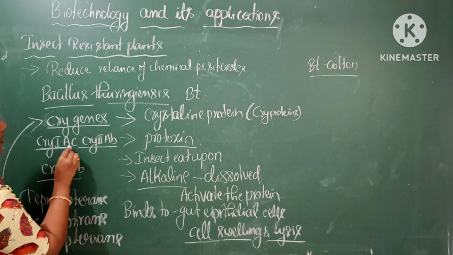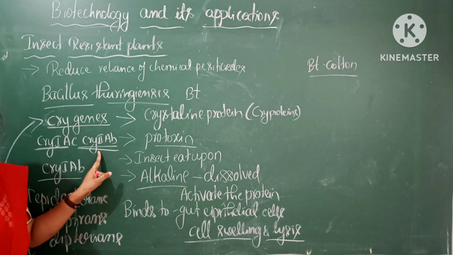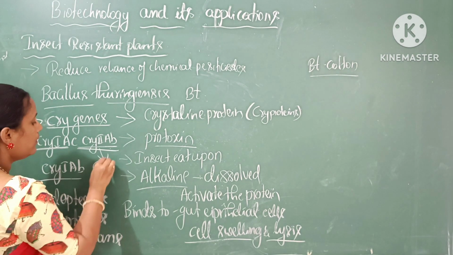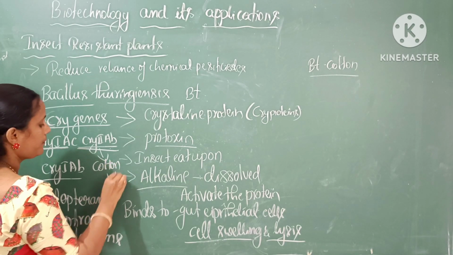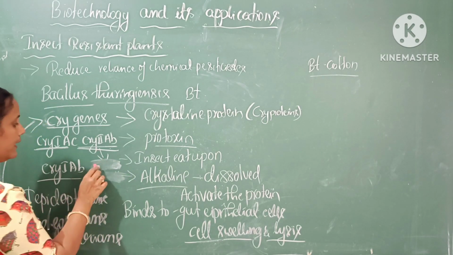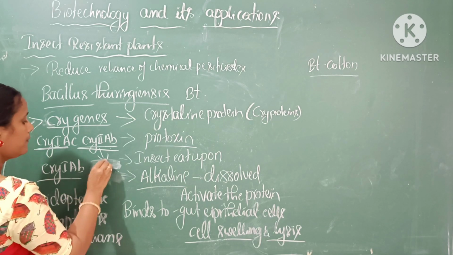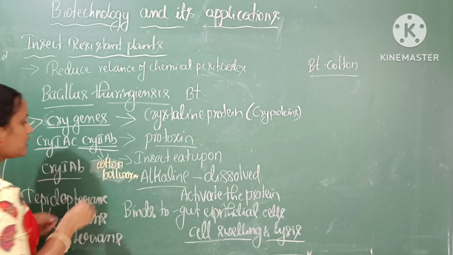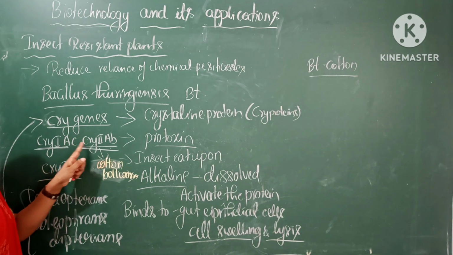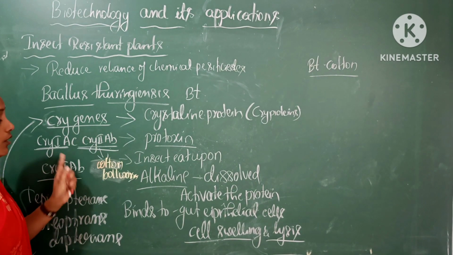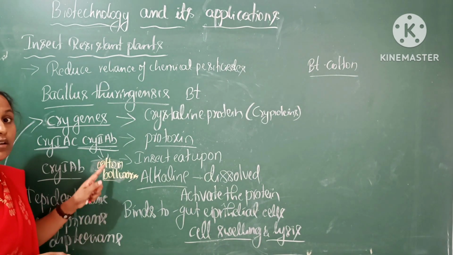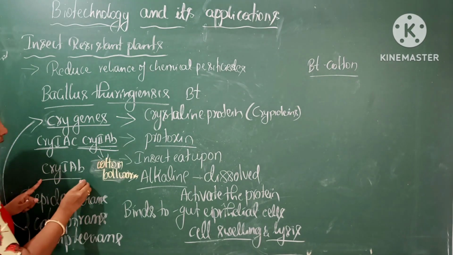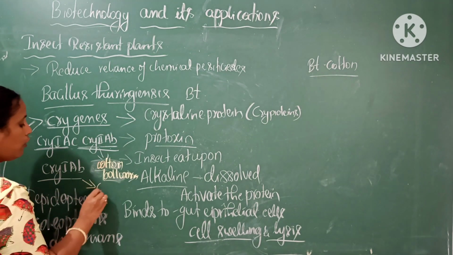For example, Cry1AC and Cry2AB can kill the caterpillar larva of the cotton bollworm. So that means there is Cry1AB, Cry1AC, Cry2AB. But all of these are not able to kill the cotton bollworms. Cotton bollworms can be killed by Cry1AC and Cry2AB. Likewise, Cry1AB can kill corn borer.